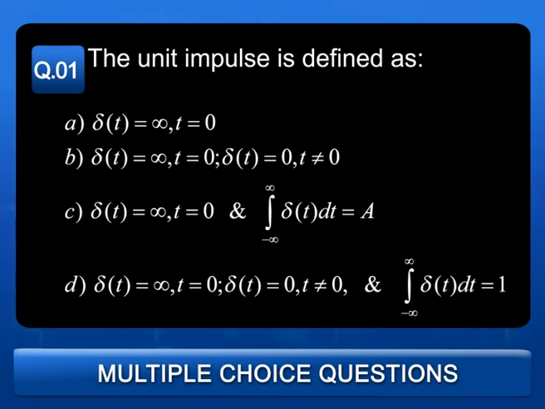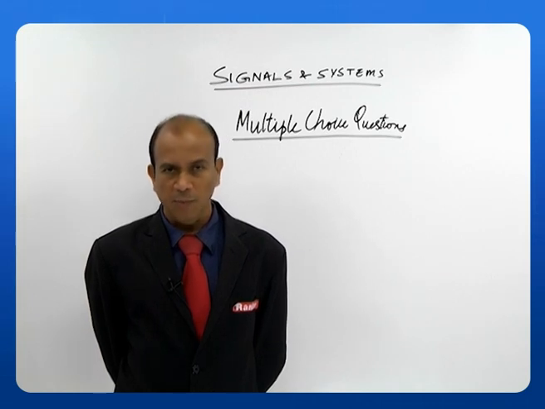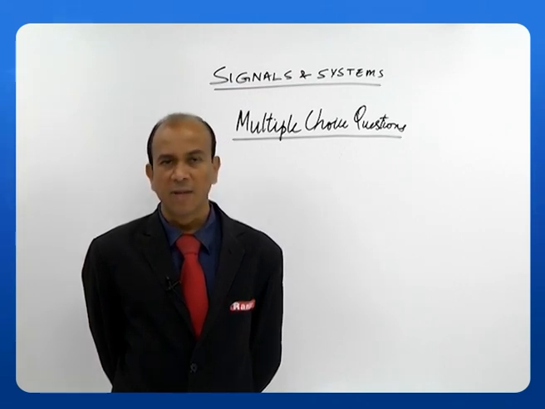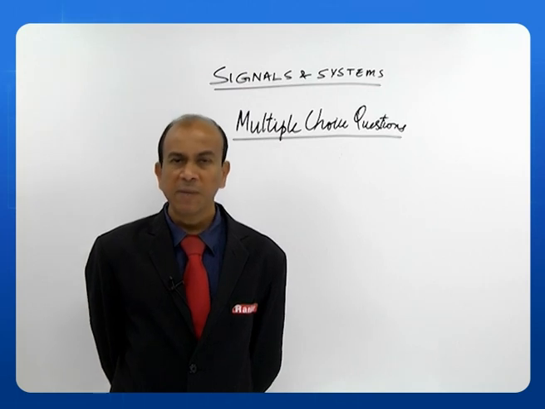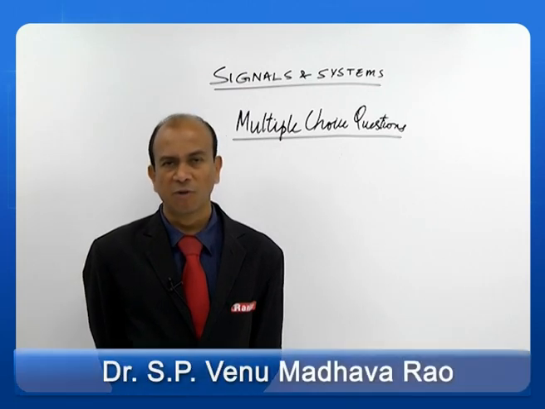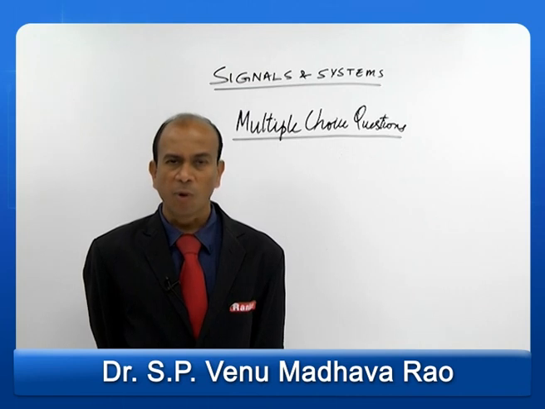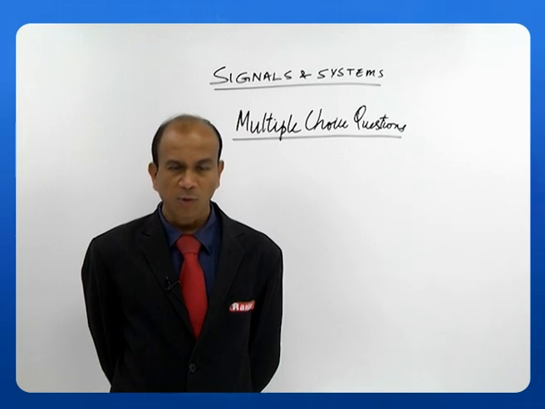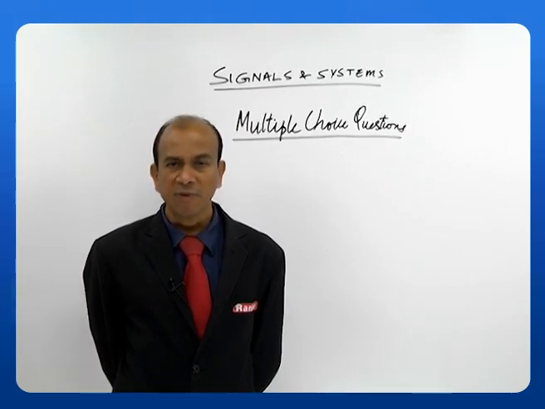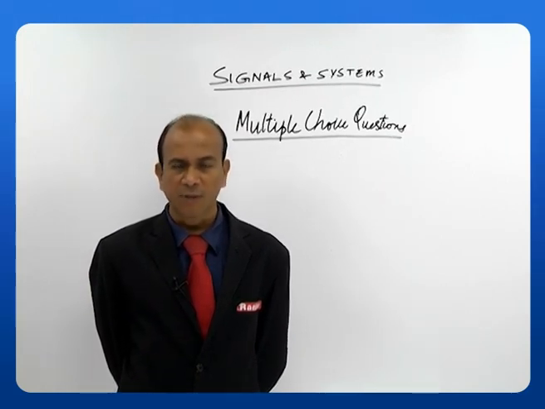Then D, delta of t is equal to infinity at t is equal to 0, delta of t is 0 when t is not equal to 0, and the integration of delta of t dt from minus infinity to plus infinity is 1. The answer is the last one, because the last one is the most comprehensive. We are talking about a complete definition of delta of t, where we spoke about its value when t is equal to 0 and its value when t is not equal to 0, and also we have given the area under the curve. So the answer is D.